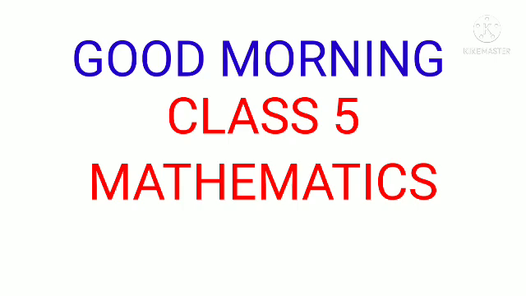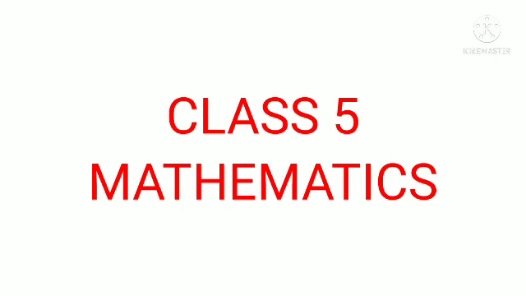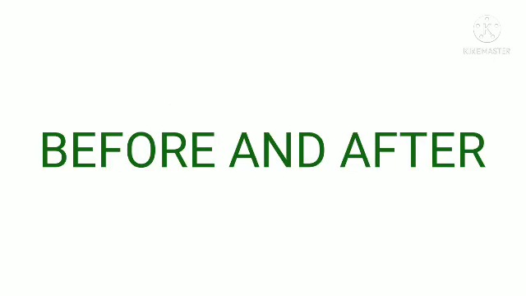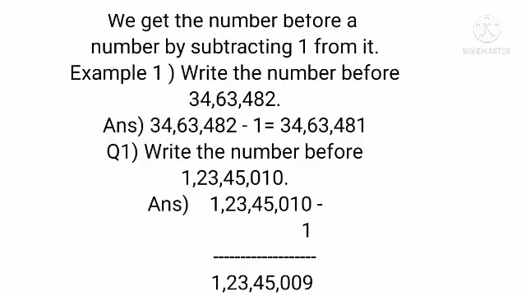We discuss the chapter 1 large numbers, in which at first we deal with the topic before and after. Do you know what the number before is? The number before is obtained by subtracting 1 from the number. One example we can do.